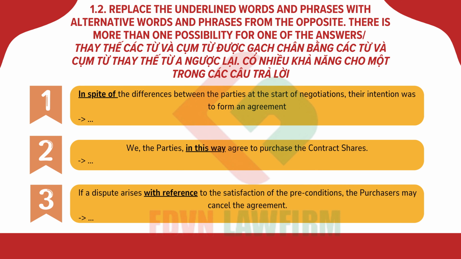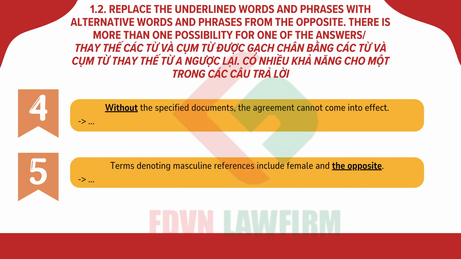1.2. Replace the underlined words and phrases with alternative words and phrases from the opposite. There is more than one possibility for one of the answers. 1. In spite of the differences between the parties at the start of negotiations, their intention was to form an agreement. 2. We, the parties, in this way agree to purchase the contract shares. 3. If a dispute arises with reference to the satisfaction of the preconditions, the purchasers may cancel the agreement. 4. Without the specified documents, the agreement cannot come into effect. 5. Terms denoting masculine references include female and the opposite.